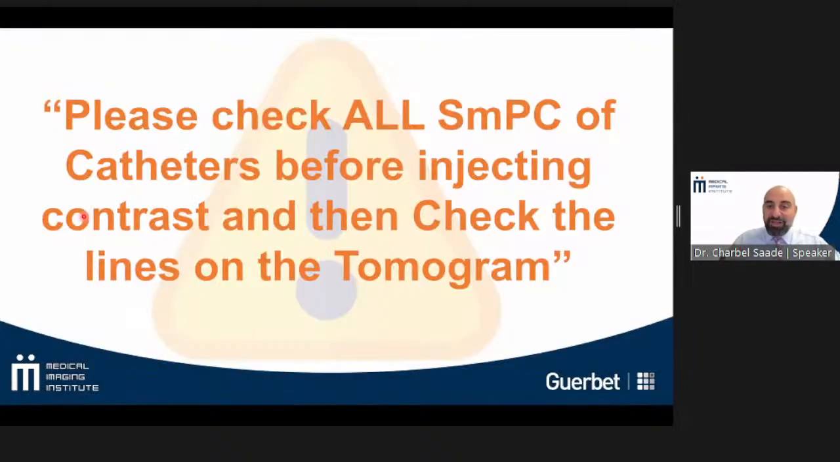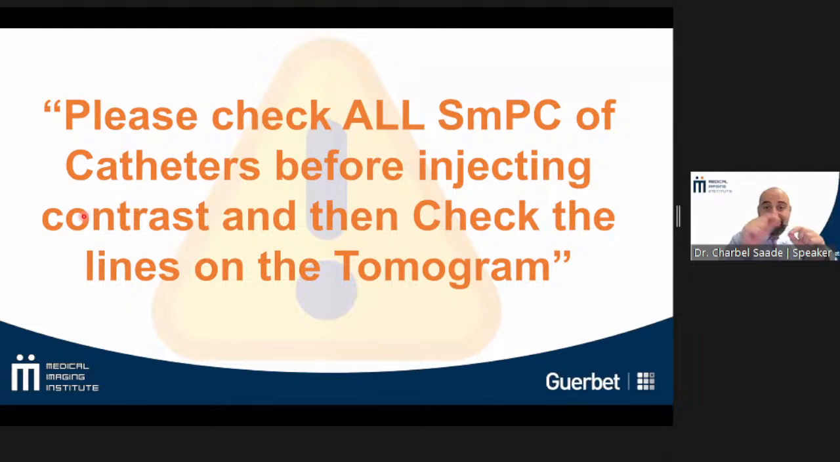So please check all SMPCs of the catheters before injecting contrast, and then check the lines and the topogram. I cannot stress the importance of this because this is a very challenging environment. As radiographers, radiologists, and nurses, the first and most important thing is tip location, 2 centimeters below the carina. Number two, even more important, check if there's any kinking or the like.